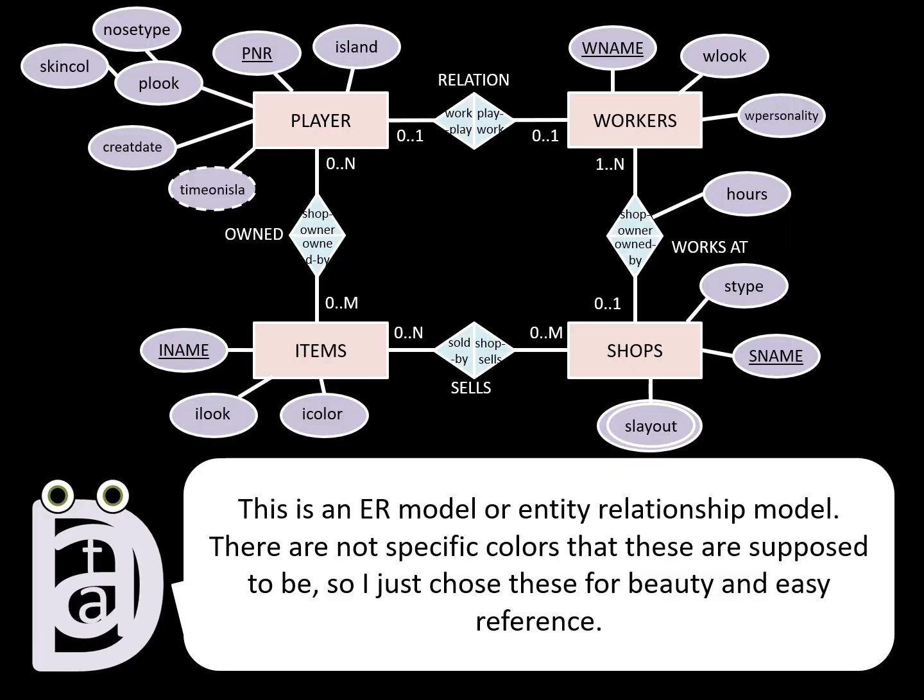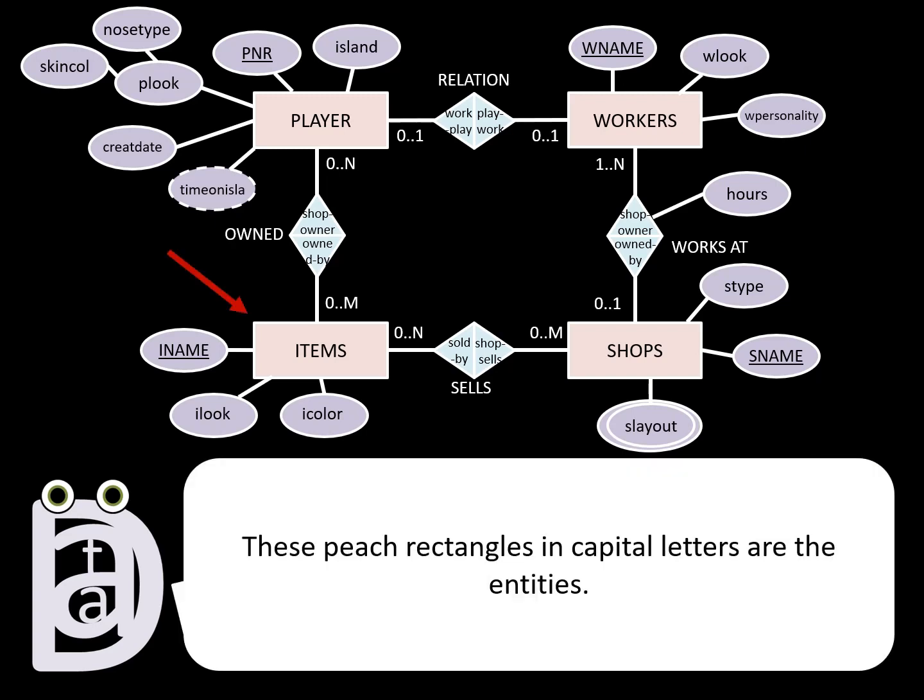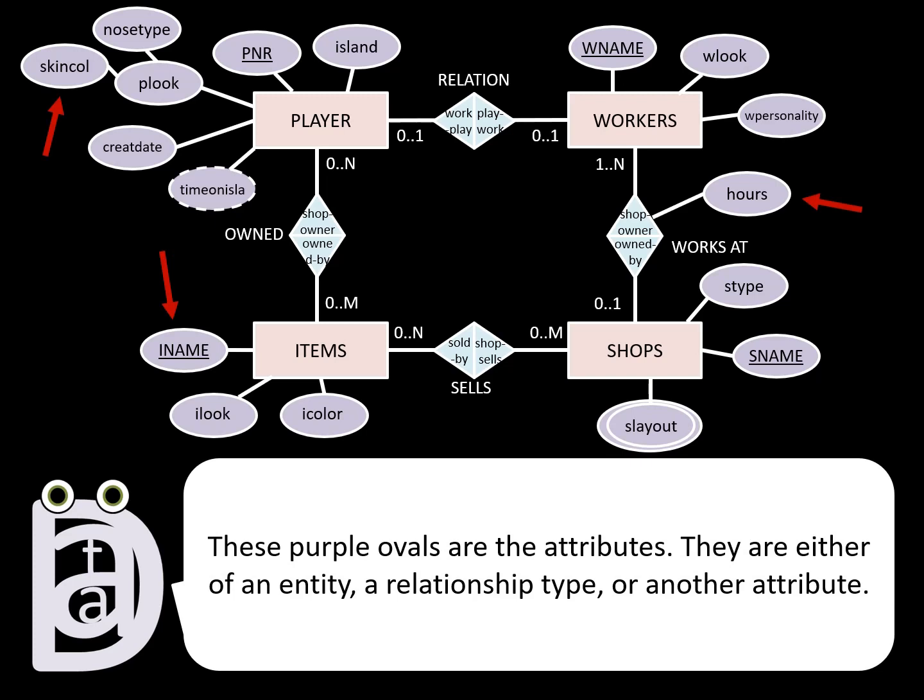This is an ER model, or entity relationship model. There are not specific colors that these are supposed to be, so I just chose these for beauty and easy reference. These peach rectangles in capital letters are the entities. These purple ovals are the attributes. They are either of an entity, a relationship type, or another attribute.